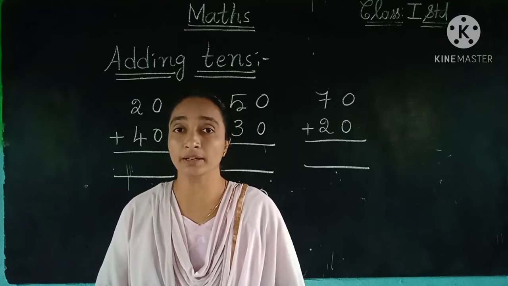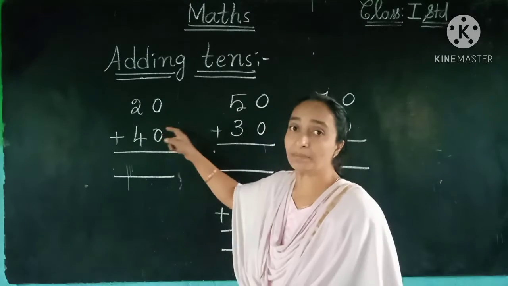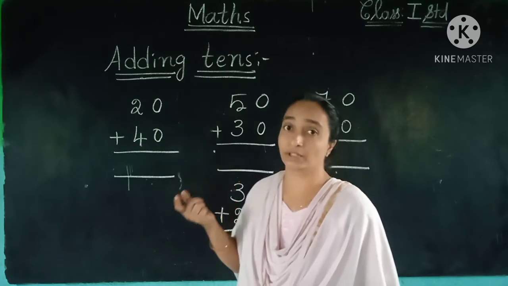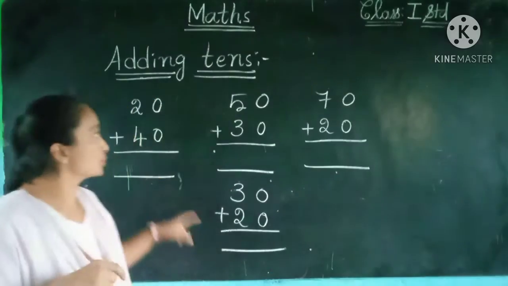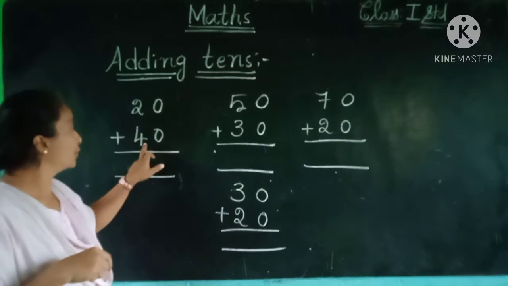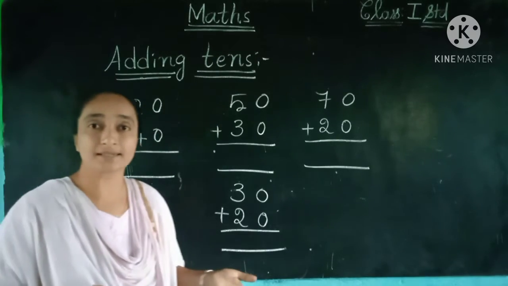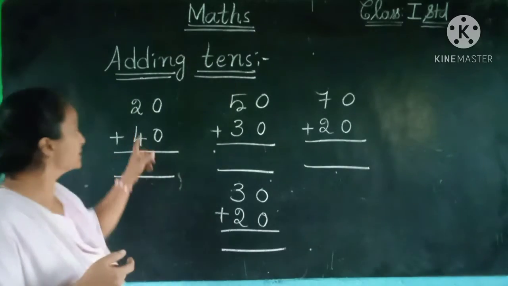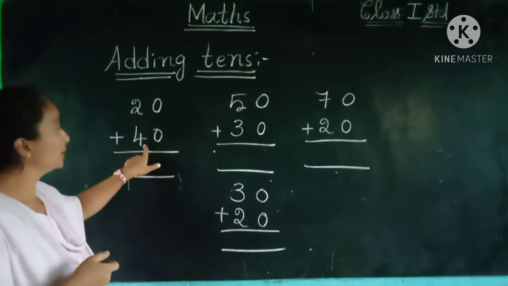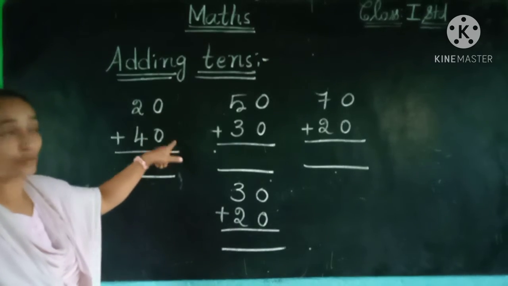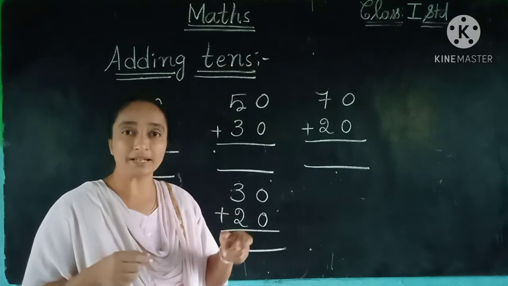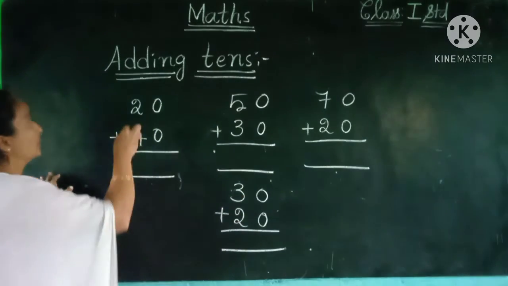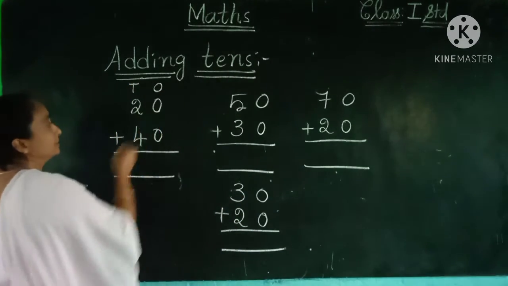So how will we do that calculation, children? 20 plus 40, they are asking all together. So here, all are only tens. 20 and 40, these are tens, isn't it? So 2 tens and 0 ones, 4 tens and 0 ones. In the ones place we don't have a value, only the 0. Only the tens we have. So these are the tens and the ones, children.